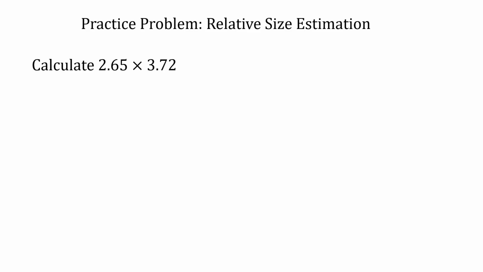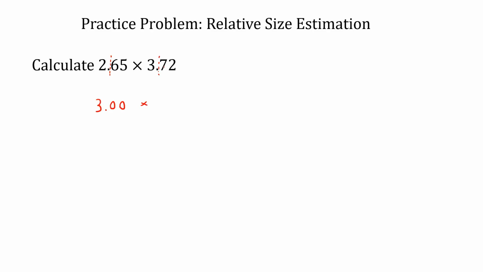Here is a practice problem. Calculate 2.65 times 3.72. In this case, if I use relative size to calculate that, our largest values are in the ones place. So I simply make a line here. And in this case, 6 is greater than 5, so it rounds 2 up. So I get 3.00.